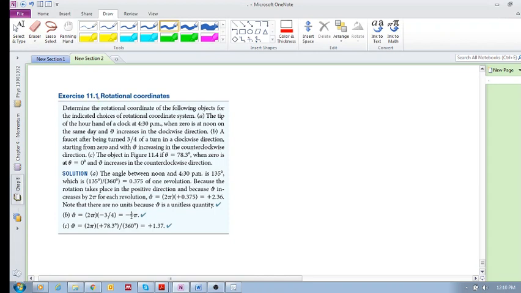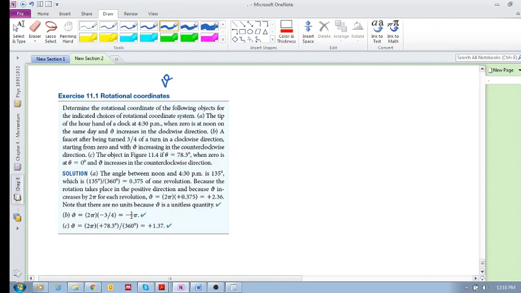Okay. Example exercise 11.1, rotational coordinates. So let's look at how we can apply it and how we can calculate it. Okay, so it says determine the rotational coordinate. Remember that thing looks like this, which is actually a lowercase theta. That's it there.